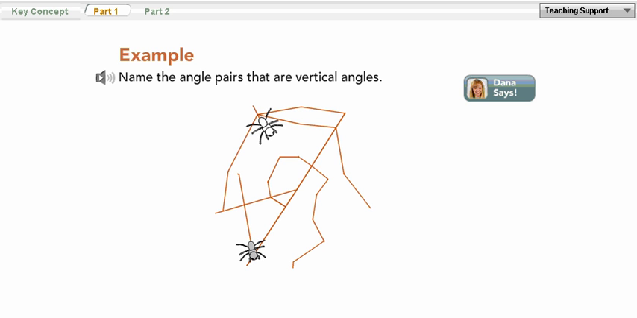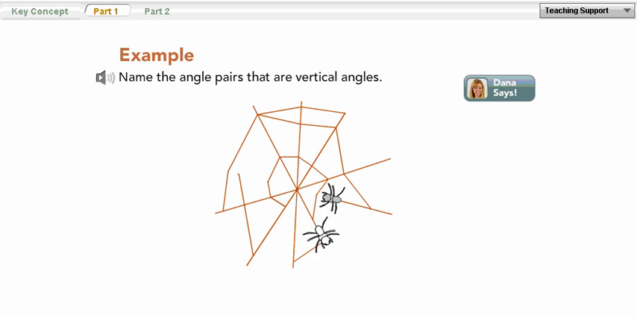We have some spider friends making some interesting angles. We see some of the lines that they're making. Okay, so our spider friends gave us some work to do. We need to name the pairs that are vertical angles. So we need to be careful because when we're looking for things that are going to be starting and continuing the whole way.